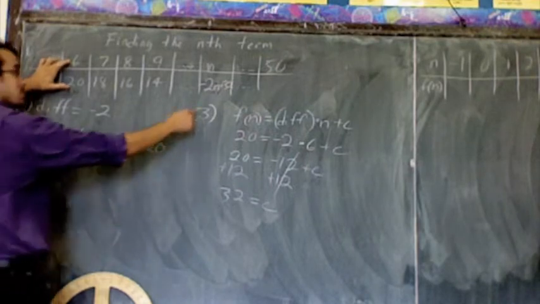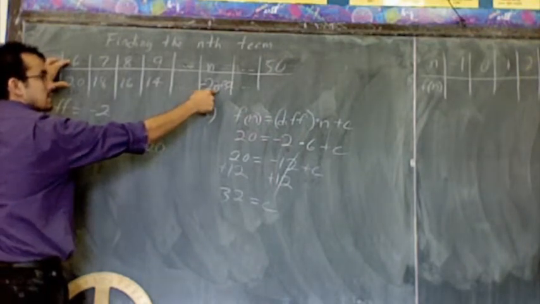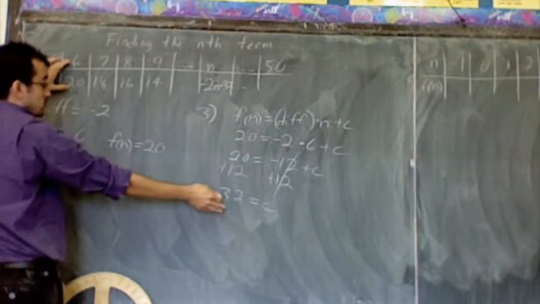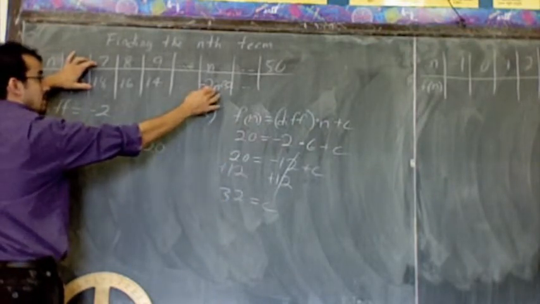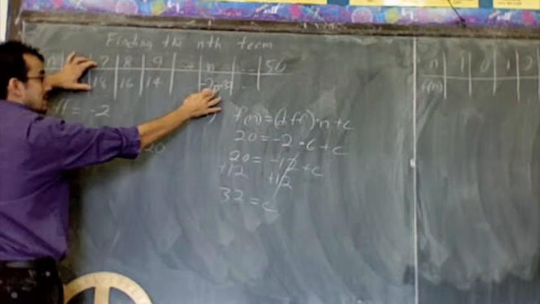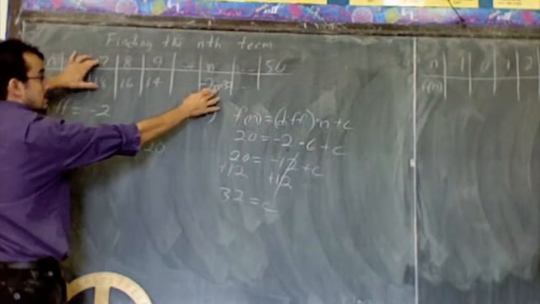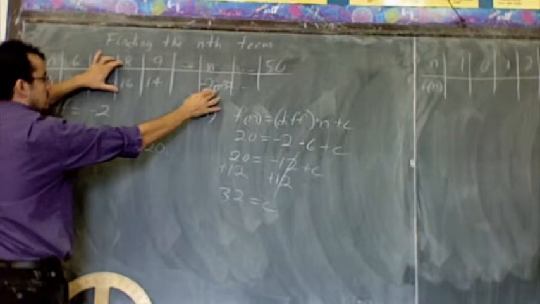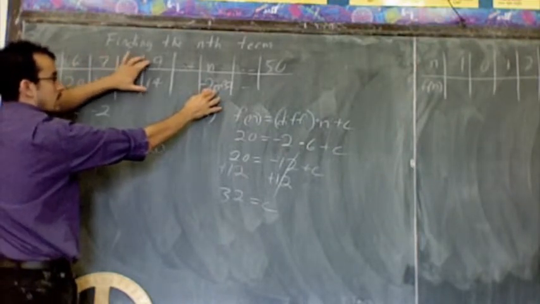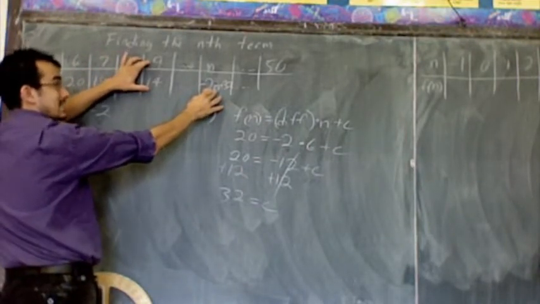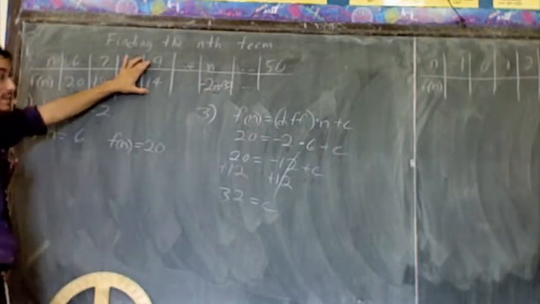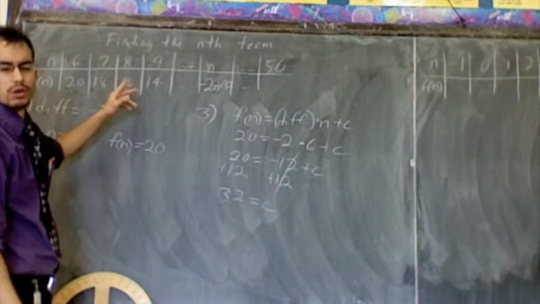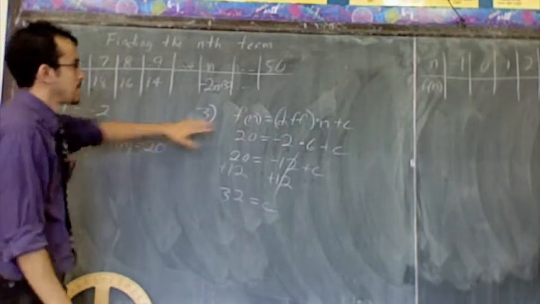If I plug in a 6 here, negative 2 times 6 is negative 12, negative 12 plus 32 is 20. And that should have made sense because we just used those numbers. If I plug in a 7, negative 2 times 7 is negative 14, negative 14 plus 32 is 18. Negative 2 times 8 is negative 16, negative 16 plus 32 is positive 16. Negative 2 times 9 is negative 18, negative 18 plus 32 is positive 14. So it works. And you don't have to check it for everyone, but check it for one or two of them. If it works, you're probably in good shape.